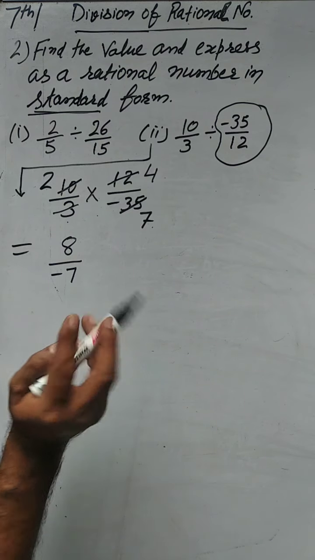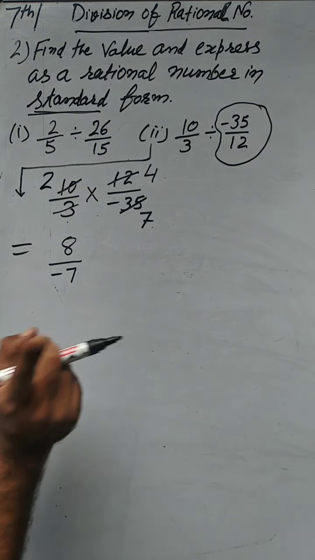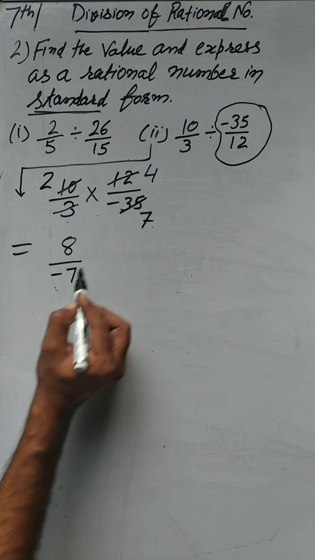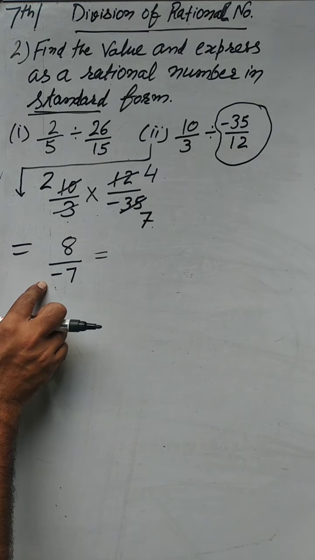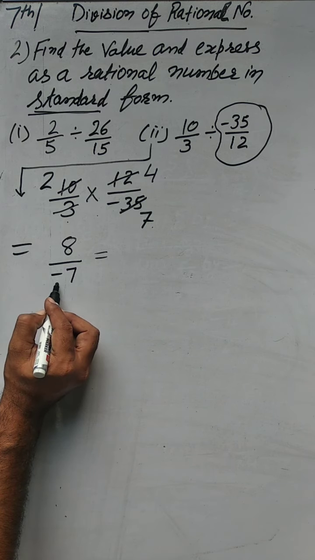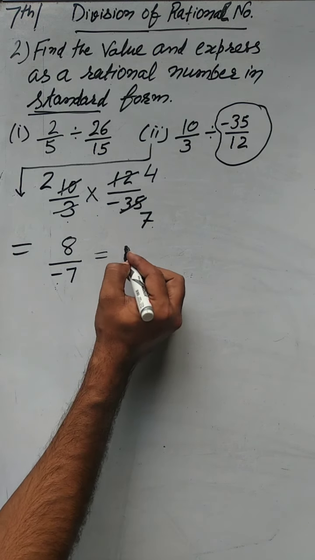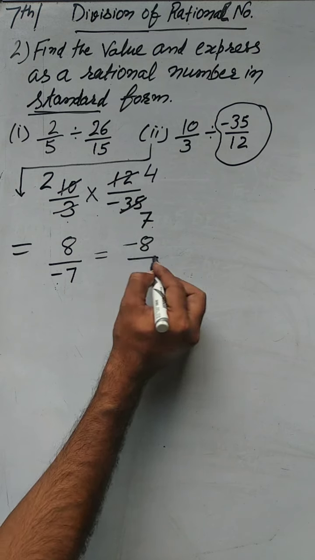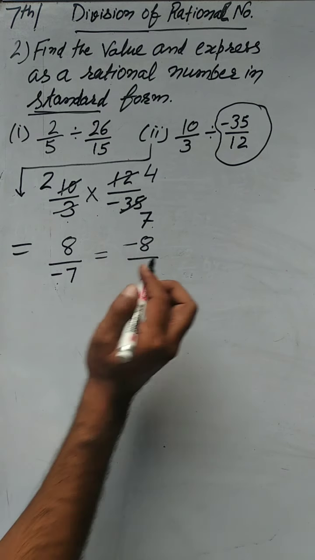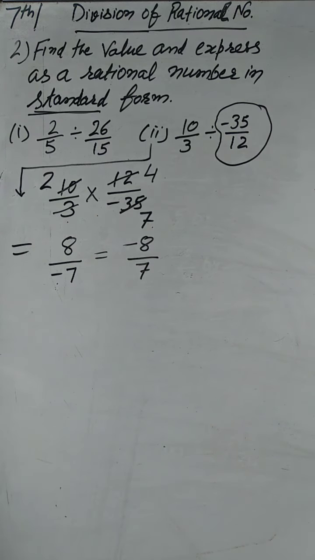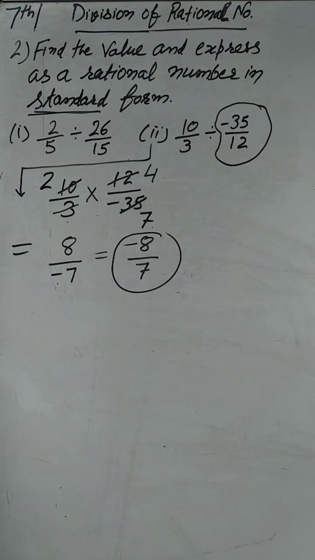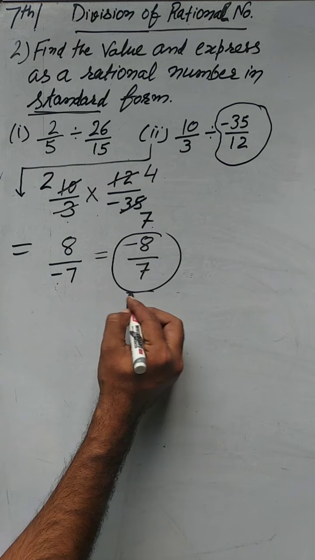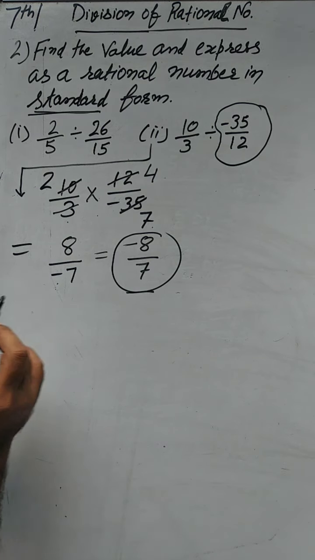8 upon minus 7 is in the lowest form, but not in the standard form because the denominator is negative. So make it positive by multiplying with minus 1. When you multiply it with minus 1, this minus will come here. Simply you can put that minus in the numerator, so it will become minus 8 upon 7. That is your answer. Understood? Clear? Your answer should be in the standard form.